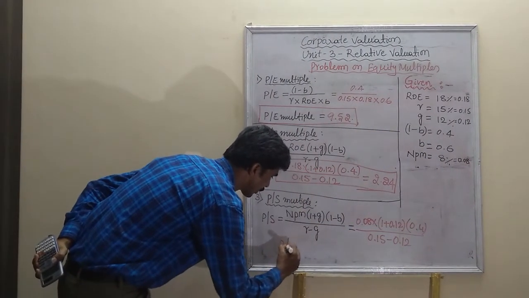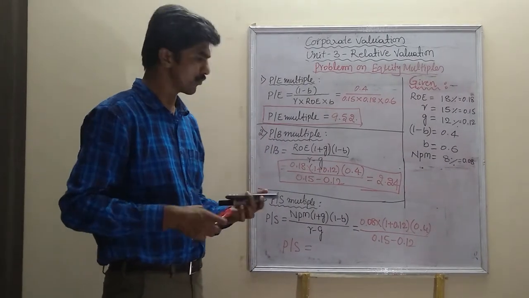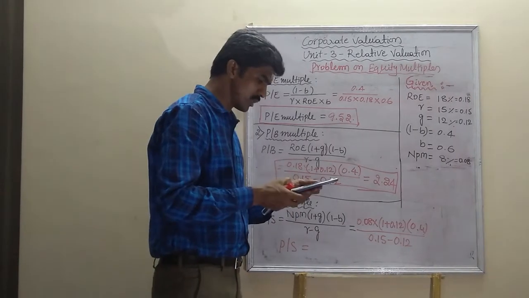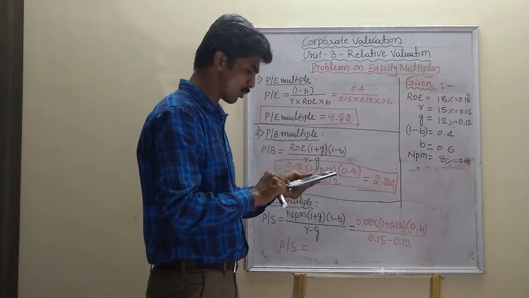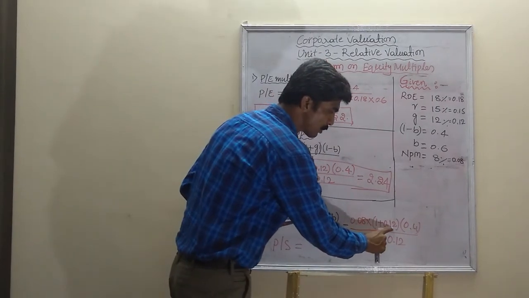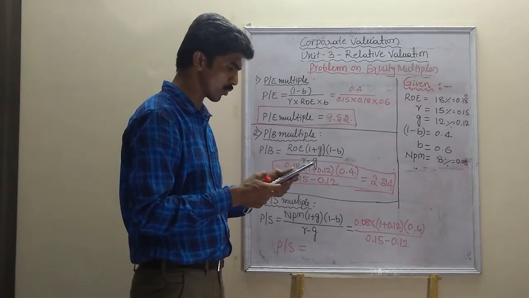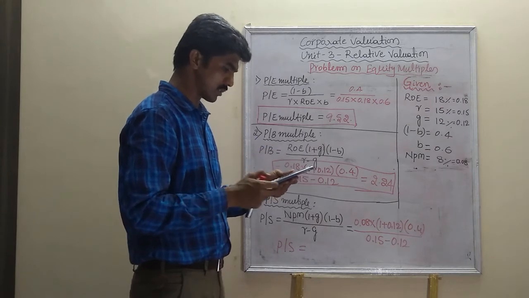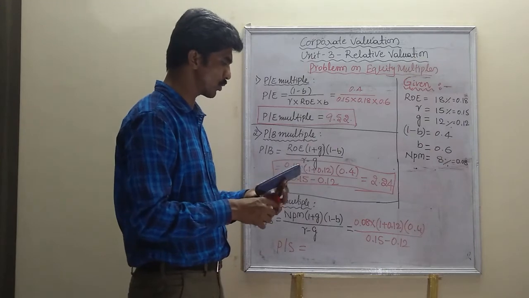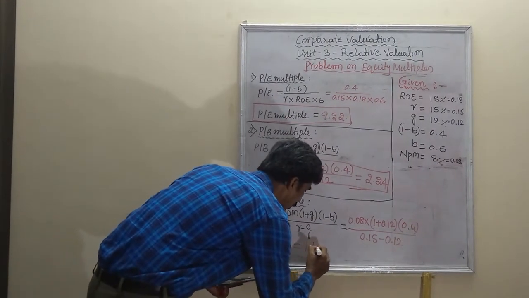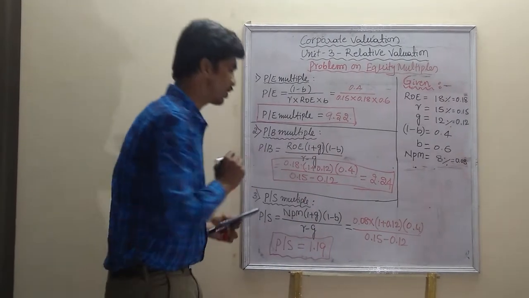Now the P by S value is equal to, now calculate with the calculator. So we are going to arrive at the following value. Take the values, 0.08 into 1.12, if we take 1 plus 0.12, 1.12, into 0.4. So that is the answer. That is all divided by 0.03. It's going to be 1.19. This is going to be the PS multiple value.